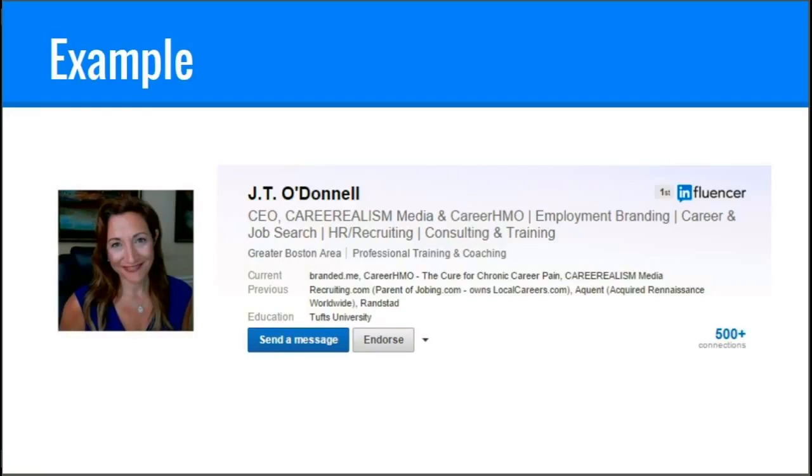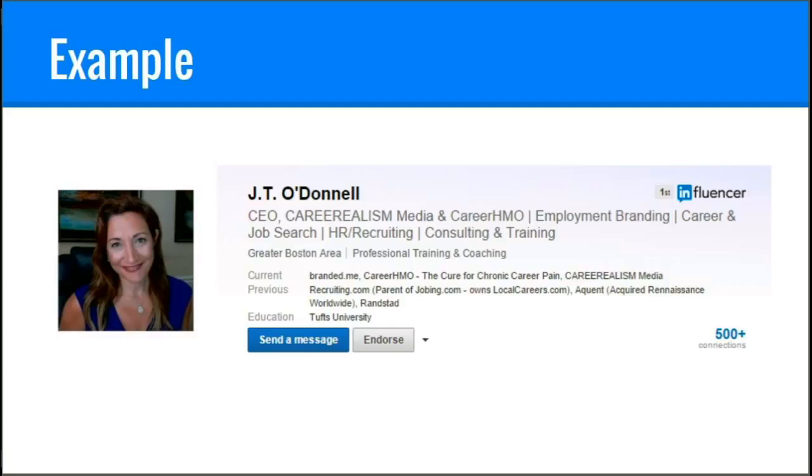And the headline, as you can see with mine there, is a list of keywords with vertical line dividers. This is extremely important. One thing that all of us need to do is identify the keywords that we want to be known for. All of us should be evaluating ourselves and saying, what skills do I most want to be known for? What skills do I want to be endorsed for? What skills do I want to create keyword density for in my profile?